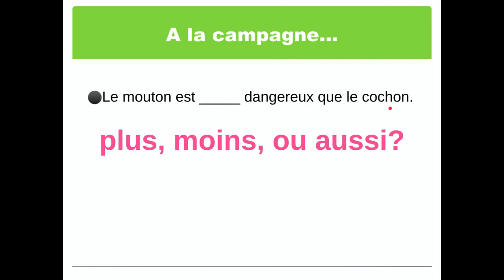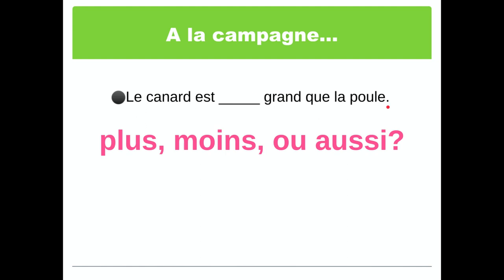Le mouton est dangereux que le cochon. Le mouton is the sheep. So le mouton est either plus, moins, or aussi dangereux, dangerous que le cochon. Le cochon is the pig. Le canard, the duck, est grand que la poule. So you tell me whether le canard is either larger, less than, or the same size as the chicken.